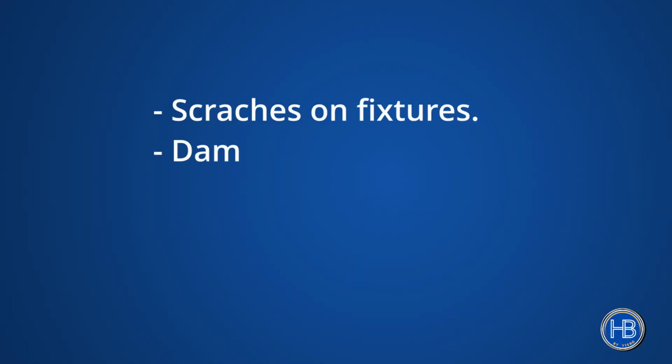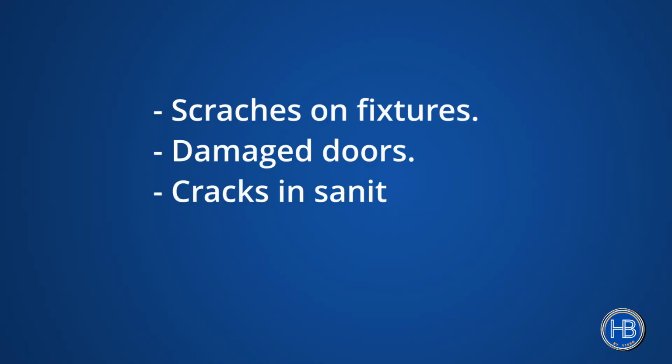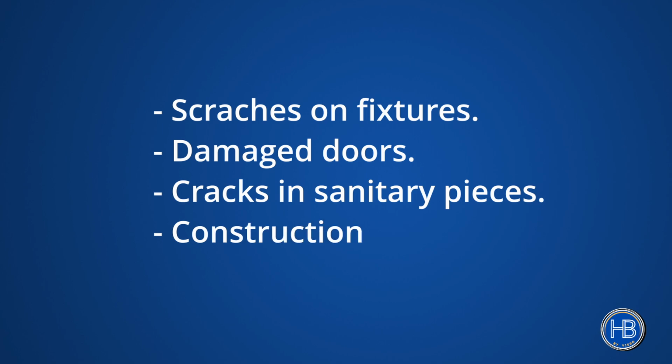Inspect everything carefully before making the final payment. Common things to watch for include scratches on fixtures, damaged doors, cracks or breaks in sanitary pieces, and paint or construction material residue on floors, walls or fixtures. If there's an issue like the ones mentioned, you will need to have a talk with the supervisor and let them know they need to replace the defective pieces. And they should cover at least the labor costs.